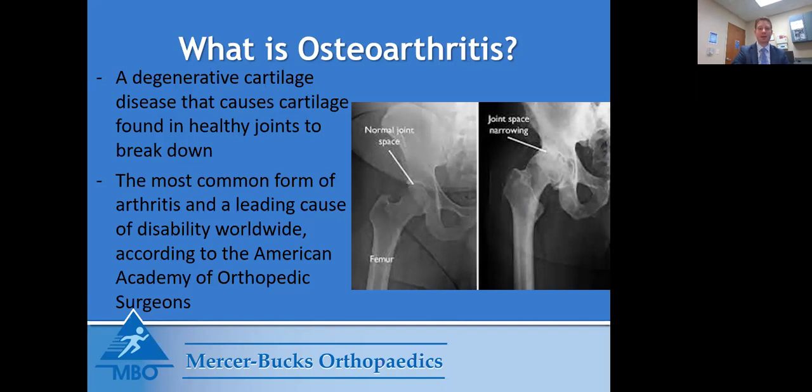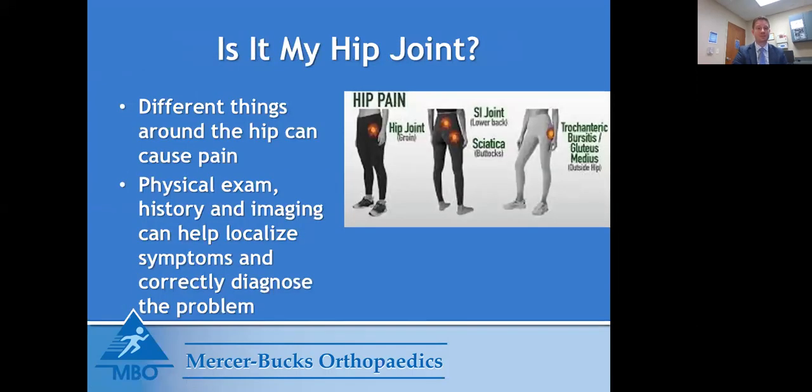If you look at the pictures on this slide, if you can see my screen, on the left is what a normal hip looks like, and this is what an arthritic hip looks like. There are some subtle differences here. The arthritic hip doesn't look quite as round. There's not as much space here. This is fairly advanced arthritis of the hip.